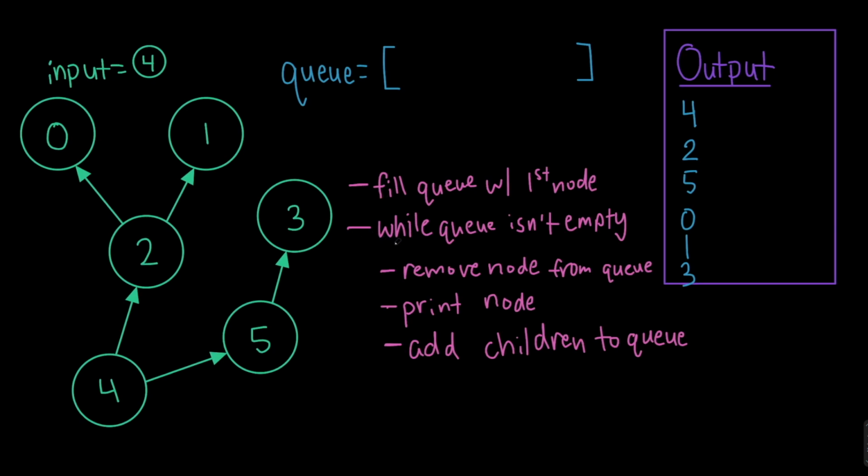We go back here, and we check. Is the queue empty? It is empty. So we're done. We were able to, in a level order traversal, print all of the nodes in this graph, starting at the input node that they gave us. So we printed 4, then 2, and then 5, and then 0, 1, 3.